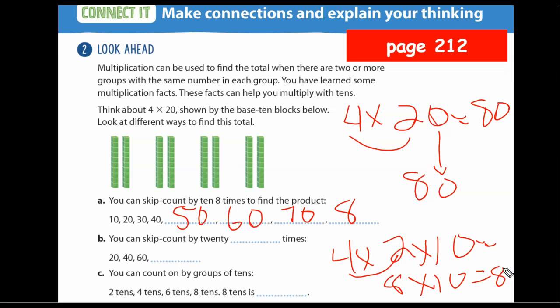It says you can skip count by 20s. I'm actually going to do it just 4 times, because I have 1, 2, 3. So 20, 40, 60. What is it? Counting by 20s. It's like 2, 4, 6, 8. So in this case, it would be 20, 40, 60, 80. You can count on by groups of tens. So 2 tens, 4 tens, 6 tens, 8 tens. 8 tens is, what's the total we said already? 80.